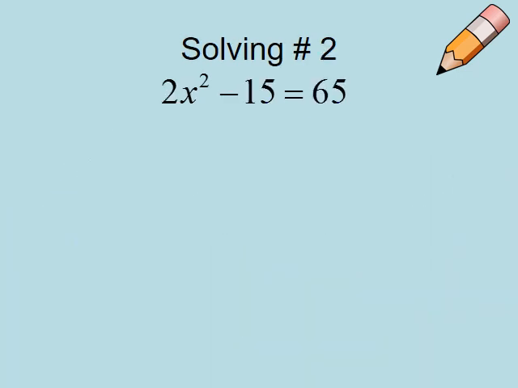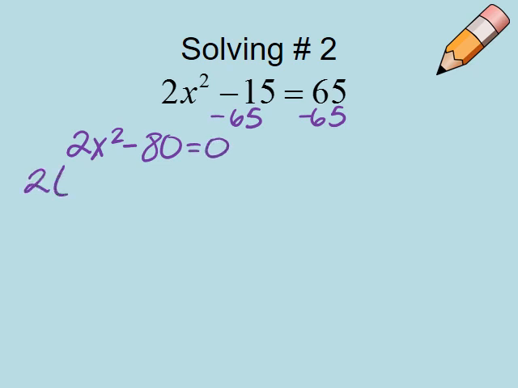Let's look at another similar example. I'm going to first isolate everything to one side so it's equal to 0. I want to do this just in case difference of squares may work. Sometimes it will, sometimes it won't. I end up with 2x squared minus 80 equals 0. I notice that I do have a GCF right away. 2 divides out of 2x squared and out of 80.